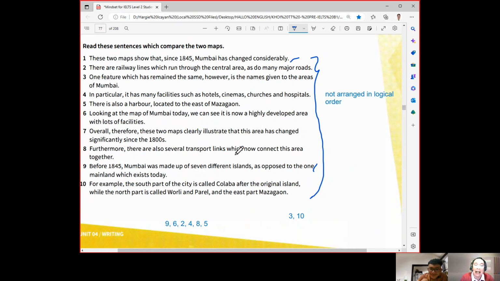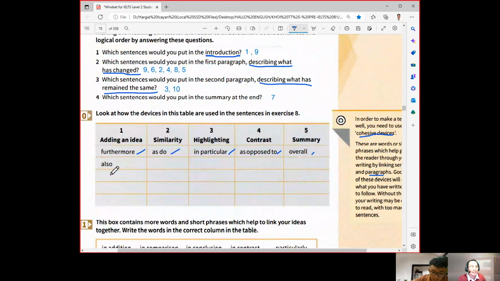Actually, commas give us the connection of the first idea with the second idea, so we have to put a comma, right? For example, hotels, cinemas. If you're talking about a lot of things, we have to put a comma there. Sometimes we put a comma to emphasize that there are still other words or sentences that follow. As you can see here: "The two maps show that." So that's the clue. Now, let's try to understand this one. Adding an idea, what do you think would be that one?